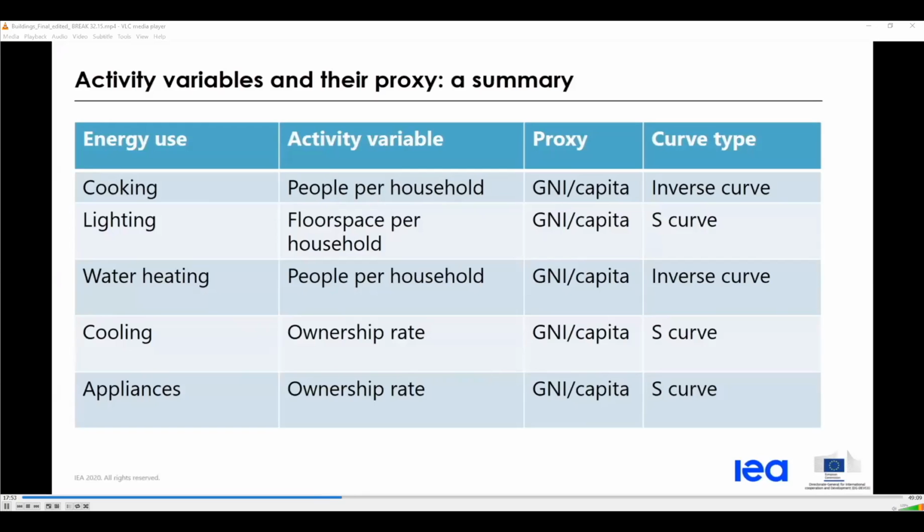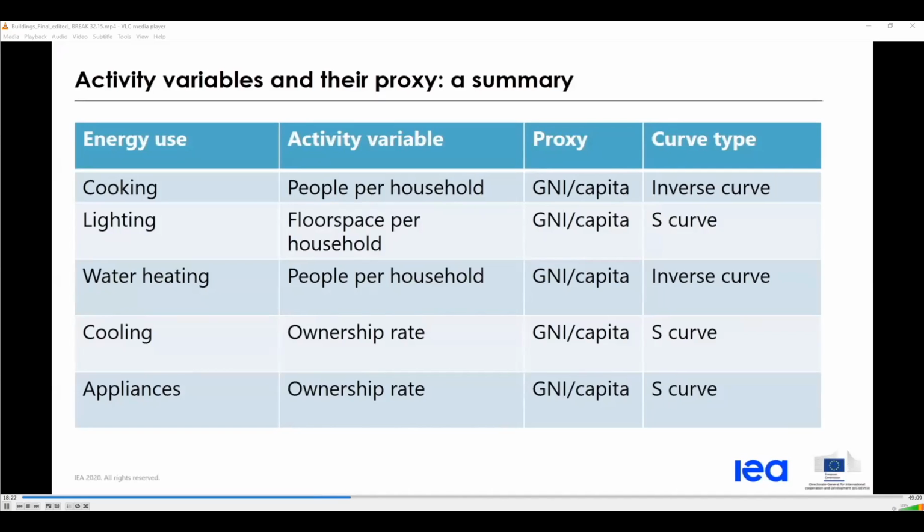For water heating, it's again a question of describing energy service demand by the number of people that live in the household, because if we think that each person in the household may take 1 shower per day, therefore the energy demand need for water heating is dependent on the number of people in the household. So here, again, we're using an inverse curve, the same as for cooking. But then if we look at air conditioning, so cooling and appliances, then it's a question of ownership.